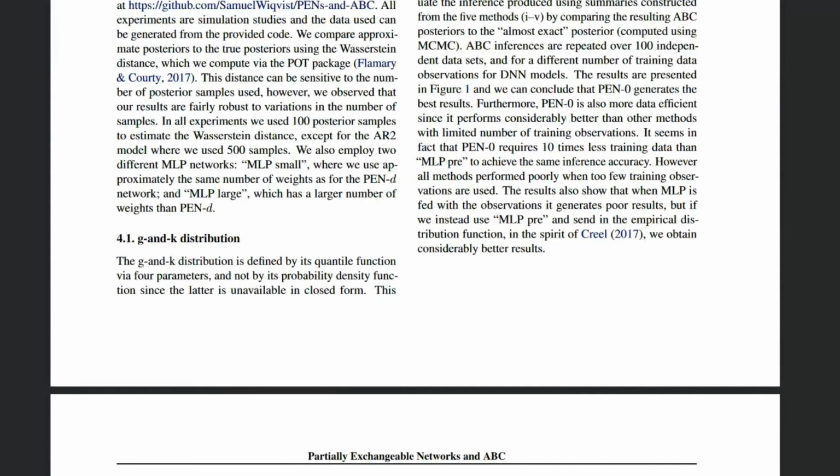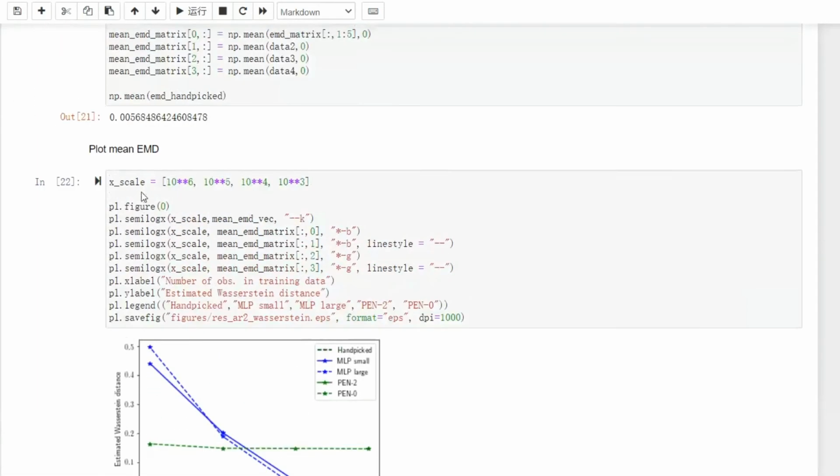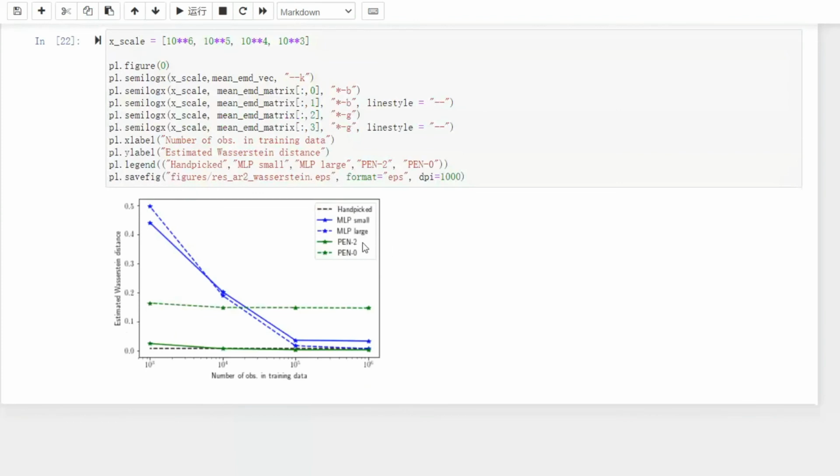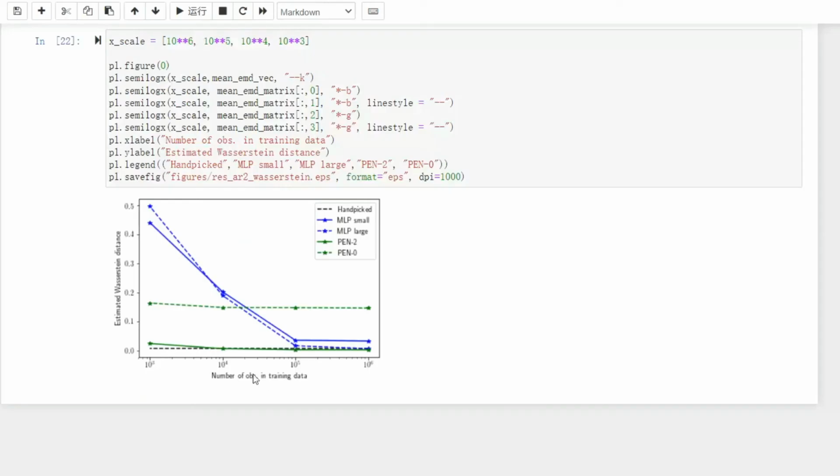And based on this evaluation calculation, it is also shown in this code. We also get this code here, and you can see PN2 and PN0 are always about 10 times lower in distance than the MLP small and large. And in this formal picture, based on the simulated Wasserstein distance, the handpicked is on the upper part, but in the code it's running, the handpicked is in the lower part, but it is still the Wasserstein distance.